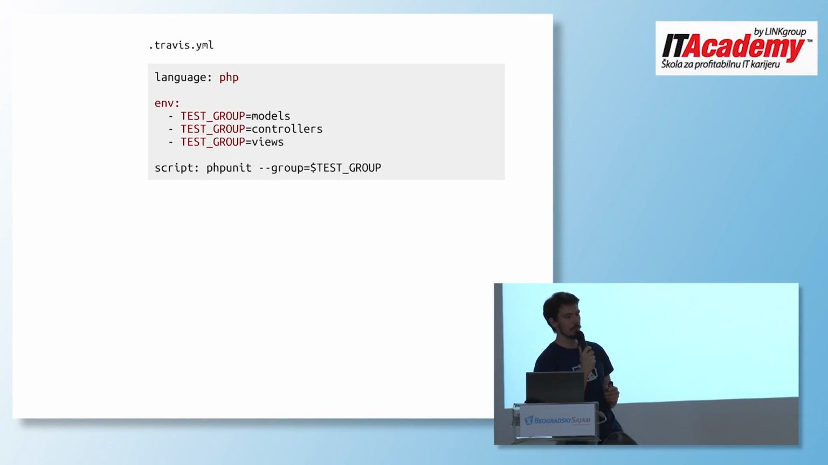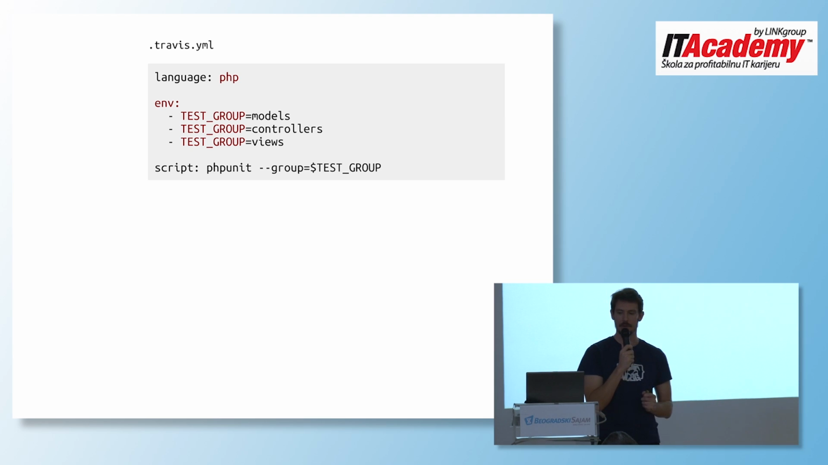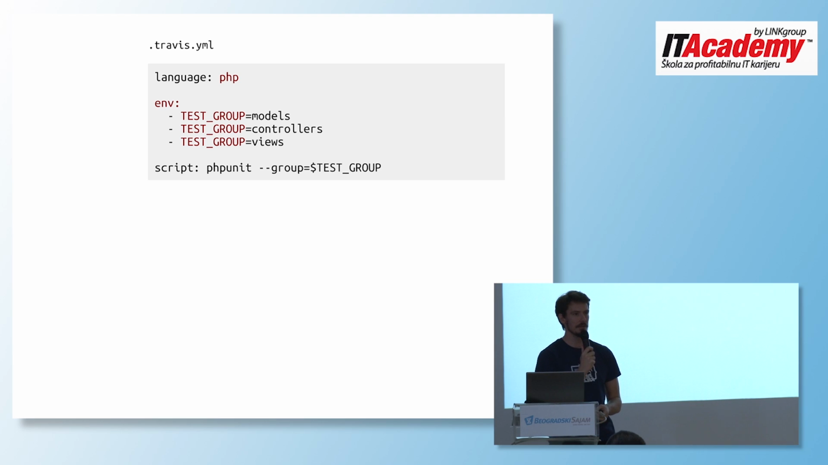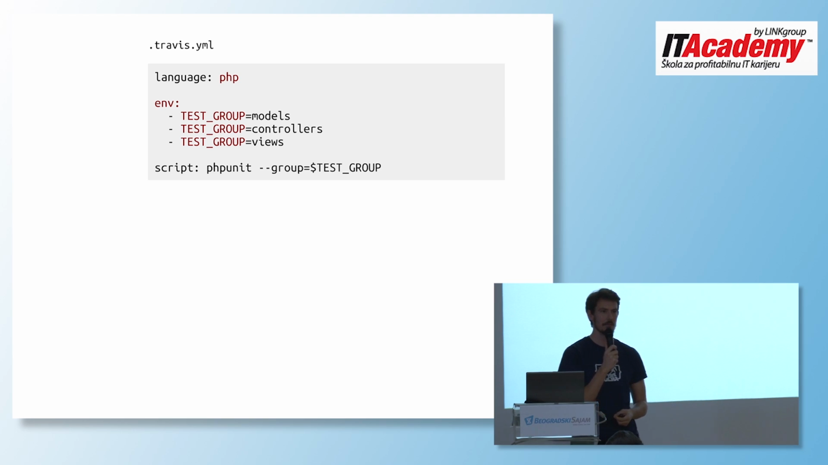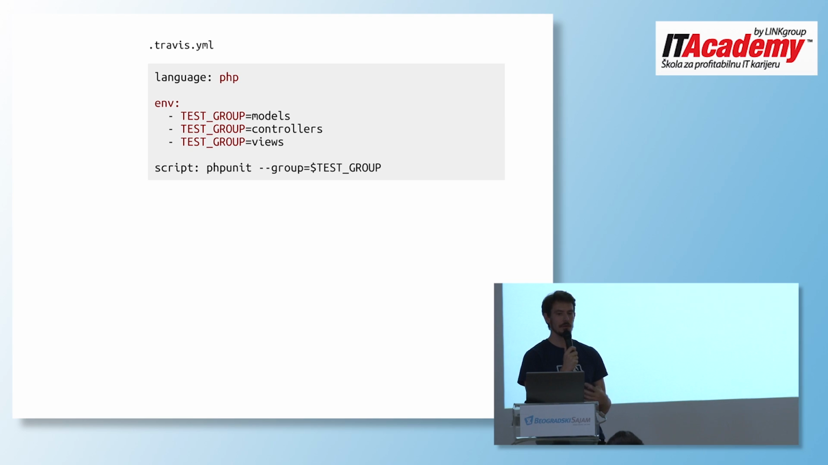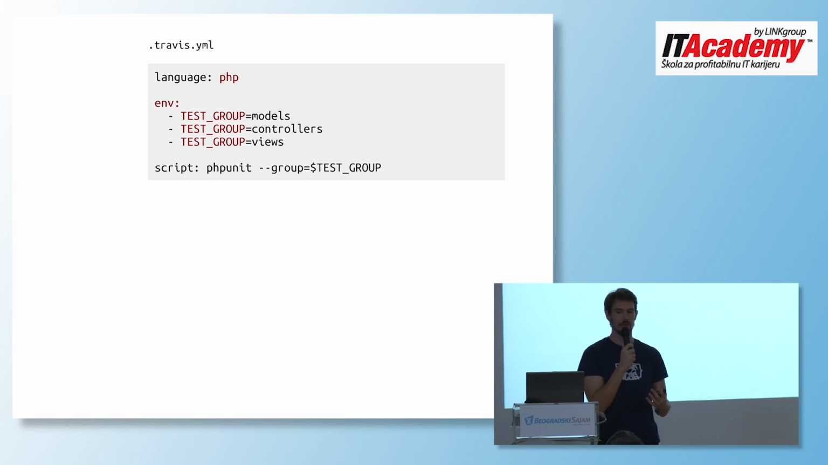Second thing you can do, which I really like, is you can parallelize your build. You can basically split up your tests into groups. I've just done some groups here called models, controllers, and views, but you just split something into chunks that last approximately the same time. And you use the group option for PHPUnit to run just one group.